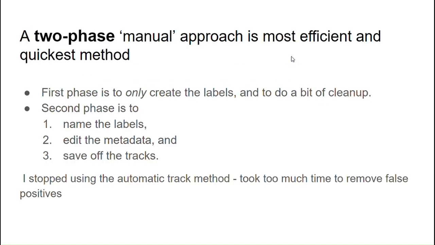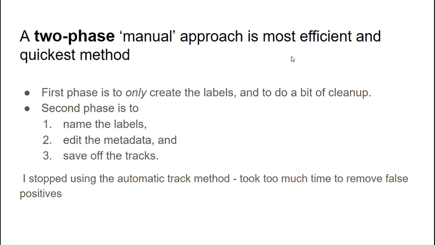A two-phase manual approach is the most efficient and quickest method. So the first phase is to only create the labels and to do a little bit of cleanup. Nothing else. Just find where those spots are between songs and create the labels. That's Control B. The second phase is to name the labels. So you'll go through each of the labels that have been created and then name them. And you're going to also edit the metadata and then save off the tracks. The reason why it's two-phase is just to make things smoother, more streamlined.